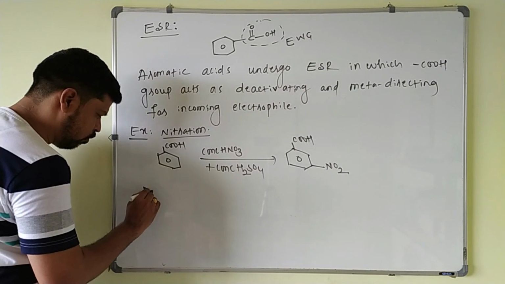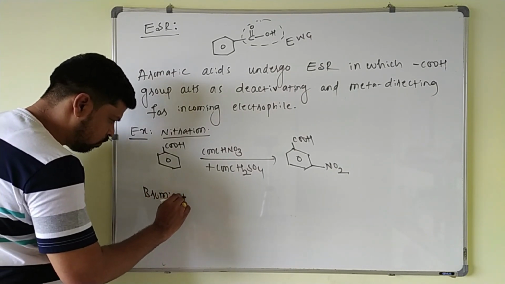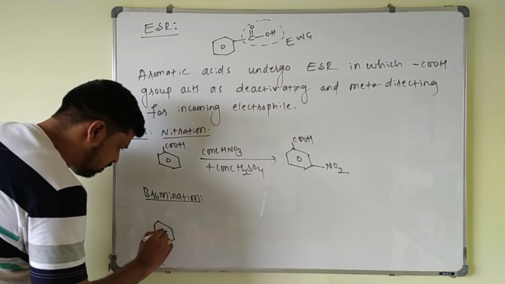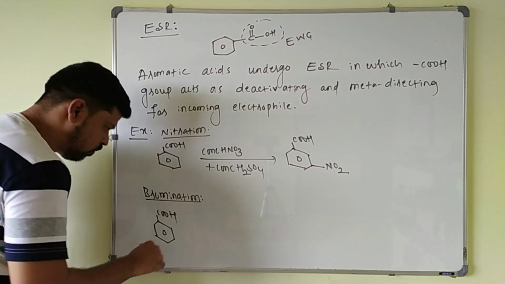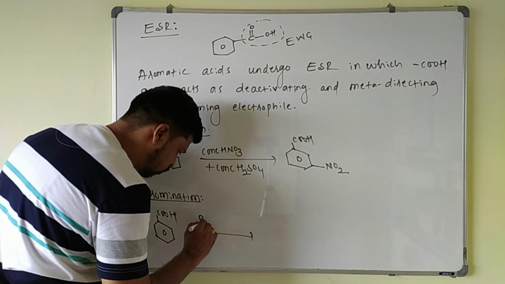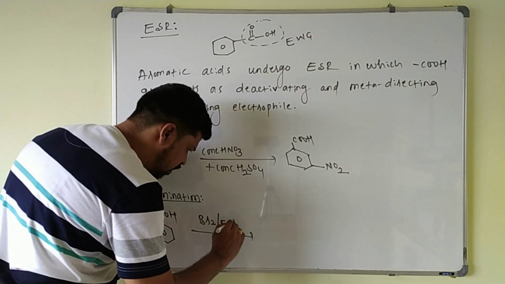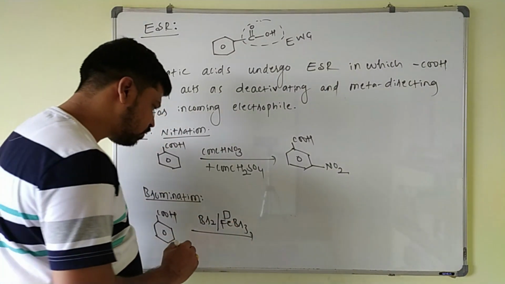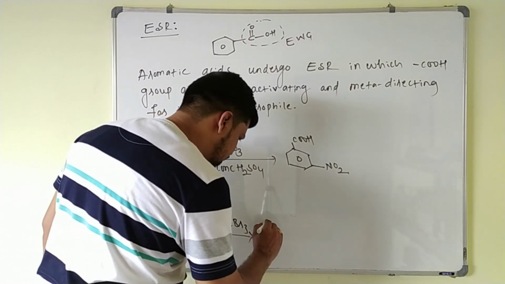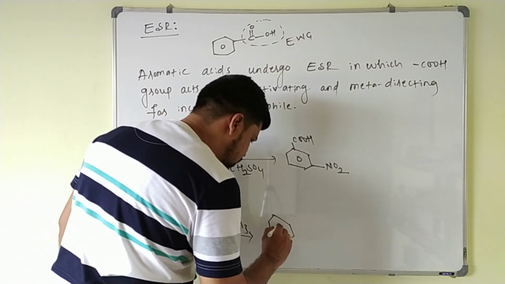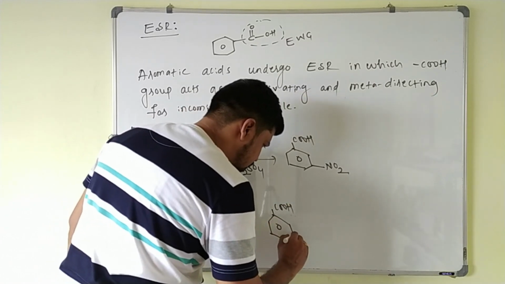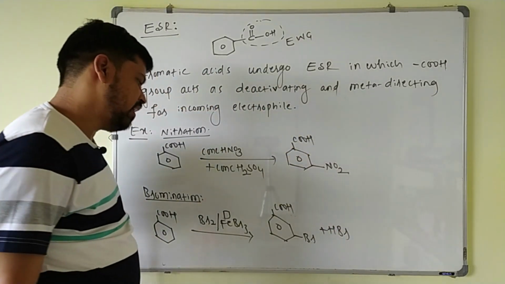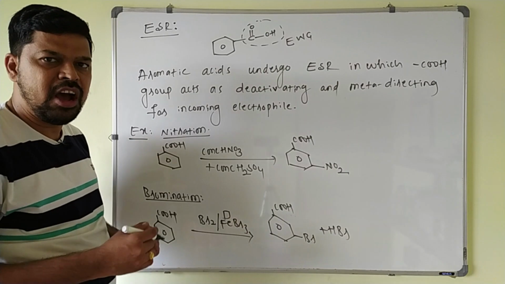Next one you can write bromination. Here this benzoic acid on treating with bromine in presence of FeBr3, it is a Lewis acid which is having vacant orbital. Again bromine will be attached at the meta position here. Meta bromo benzoic acid you will get, COOH, and here one bromine will be attached, plus you will get HBr. So these are the ESR reactions of the aromatic acids.